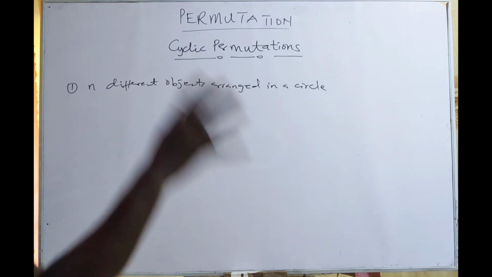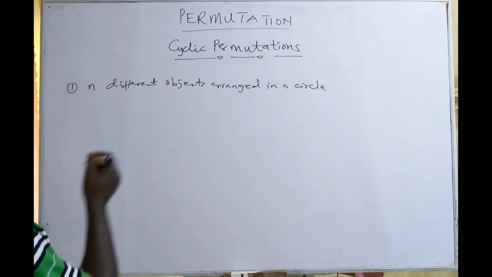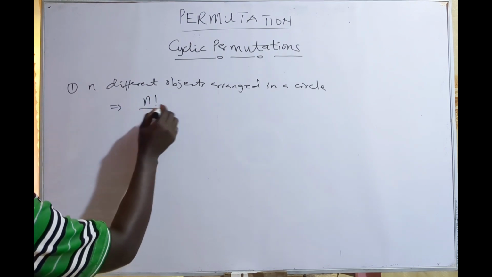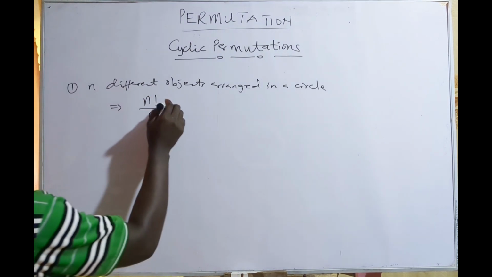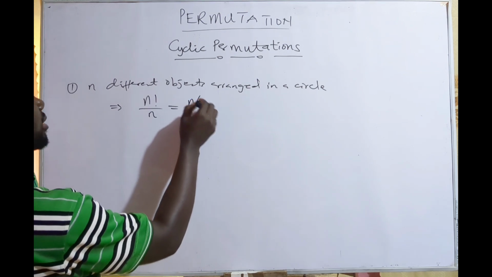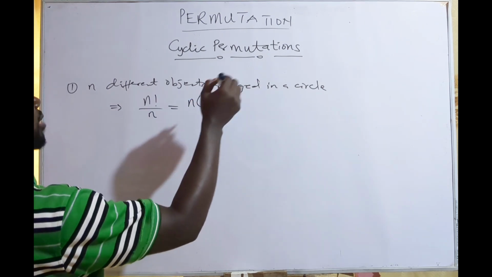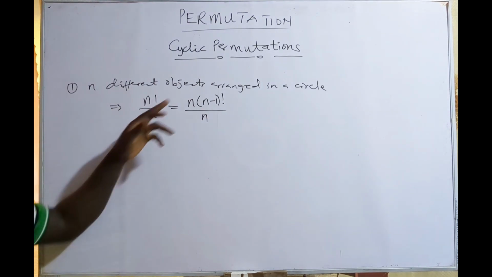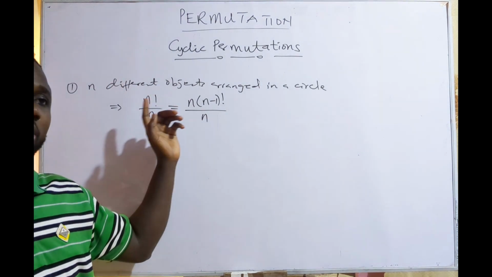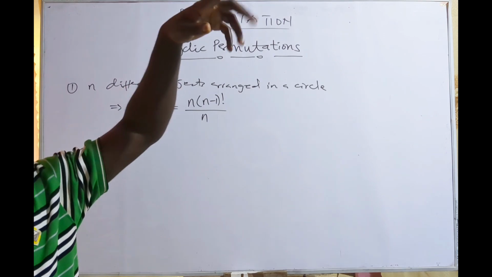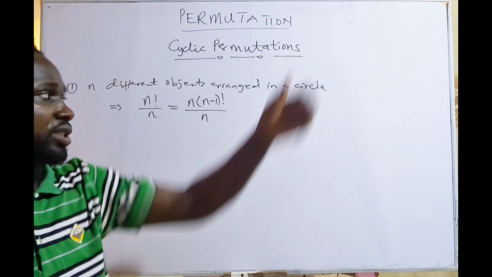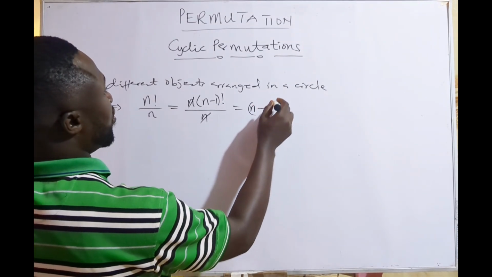So if I'm arranging all the n objects in a circle, then that will be n factorial divided by n. And n factorial is the same as n times n minus 1 times n minus 2, and so on, divided by n. As in when I have 5 factorial, it's 5 times 4, as we are multiplying, it is reducing. So the n here will take off the n, and I have n minus 1 factorial.